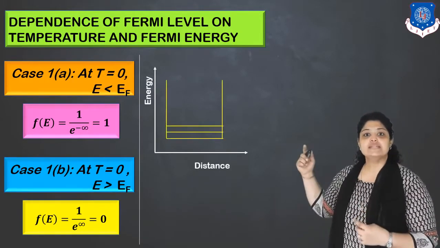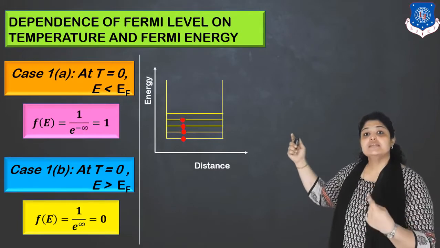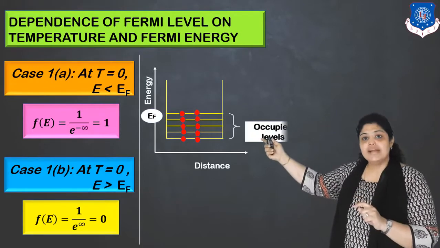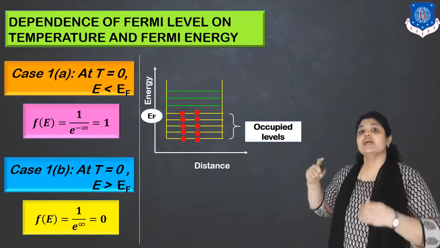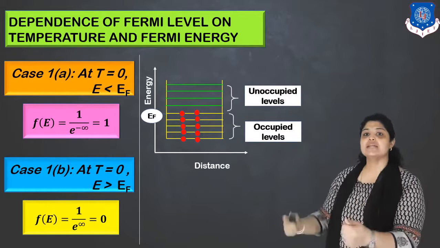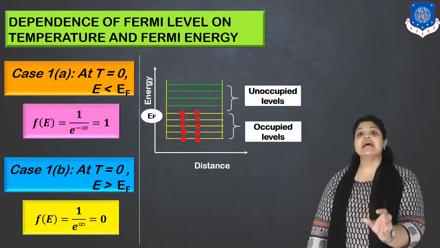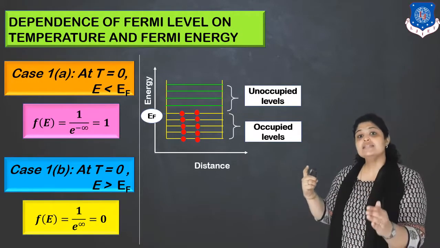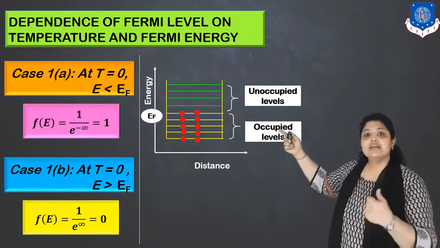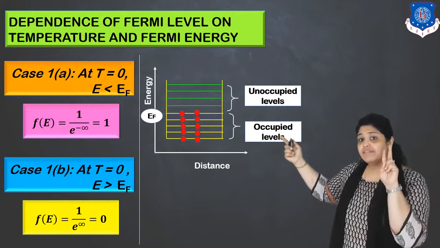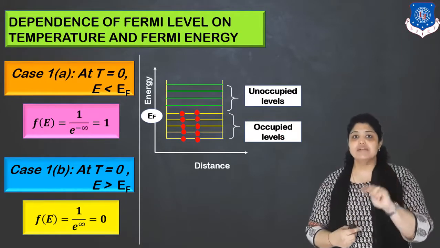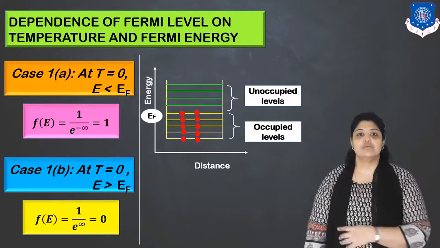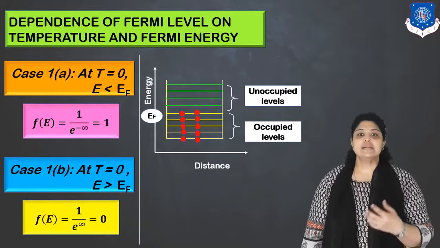So in this graph you can see these are the levels which are being occupied till EF. We call them occupied levels. And all the levels which are above this value, indicated by green lines, are unoccupied levels. So this is a graph which is representing T equals 0 Kelvin, and we can clearly see that till the level EF there are electrons present, having only 2 electrons per energy level because they follow Pauli's principle. All energy levels which are above EF are unoccupied. Let's move on to the next case.